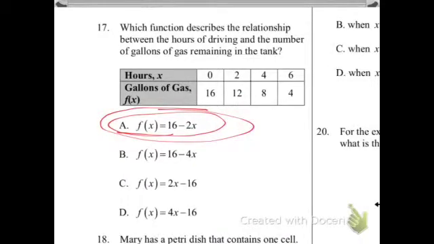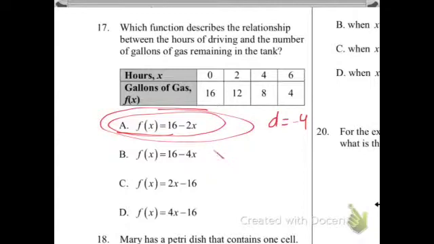17. Which function describes the relationship between hours driving and the number of gallons of gas remaining in the tank? In order to get this function, you have to figure out what the pattern is. And the pattern here is subtract 4 every time, so we have a common difference of subtract 4. And here, don't forget to look at your x values. That one's adding 2 every time. And so this one follows a linear function.